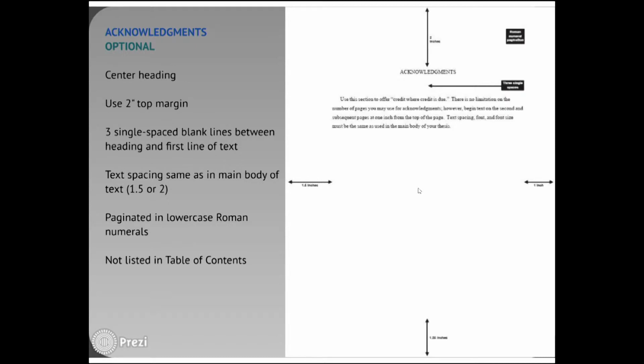The next section is acknowledgements. Again, this is an optional section, but as you can see, it looks a little bit more like the main body of your text. You will have a chapter style heading, 2 inches down, centered and capitalized. The page will be numbered, either Roman numeral 2 or 3 normally. As far as your text right here, it will be set up the same way as your text in the main body of your thesis. In other words, if you're using 1.5 spacing in the main part of your text, this section will also be 1.5 as well. And again, you do not have to list this in your table of contents.